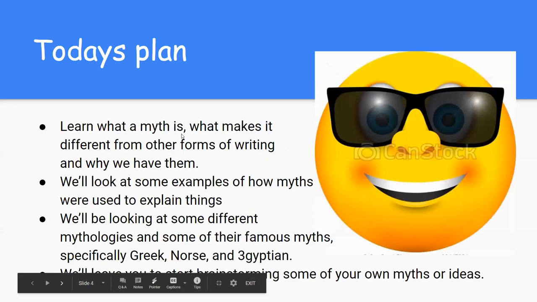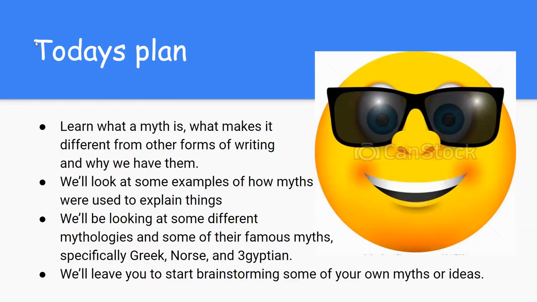So, next slide. You're going to feel really cool once you read today's plan. We're going to learn what a myth is, what makes it different from other forms of writing, and why we have them. And we'll look at some examples of how myths are used to explain things.